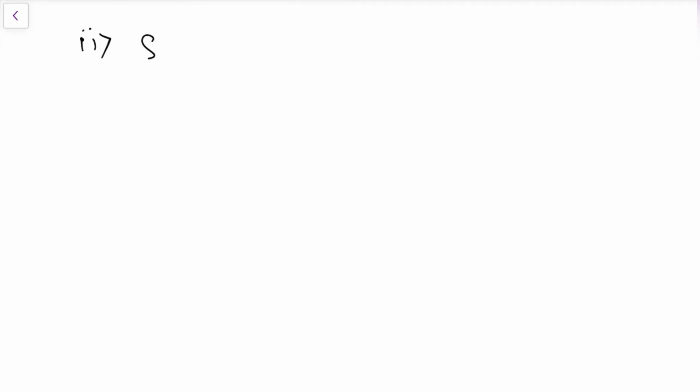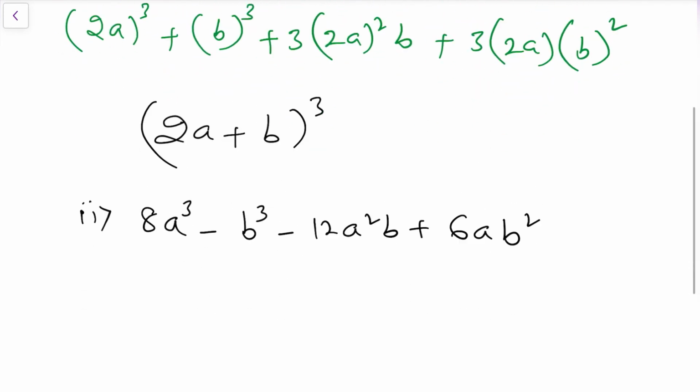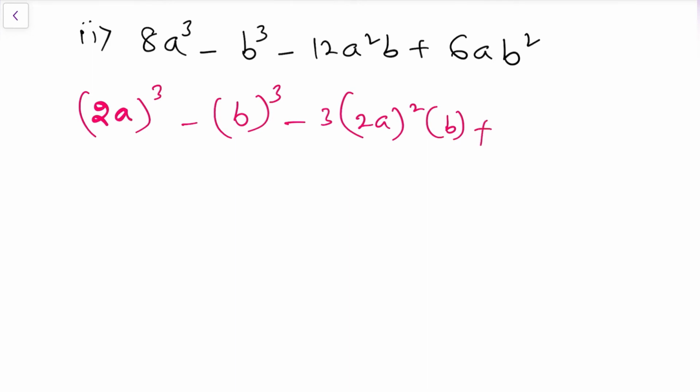Okay, let's check the second question. 8a cube minus b cube minus 12a square b plus 6ab square. So in this, same like the previous question, as it is previous terms only, just the symbols change. So 8a cube can be written as 2a whole cube, minus b cube can be written as b whole cube, minus 12a square b can be written as 3 into 2a whole square into b, plus 6ab square can be written as 3 into 2a into b whole square.